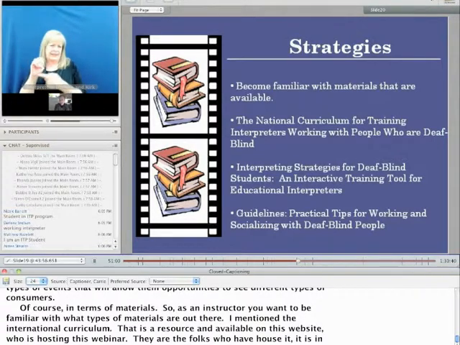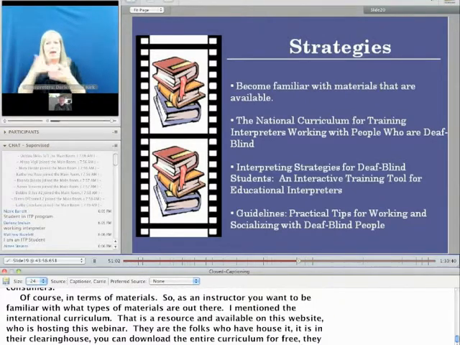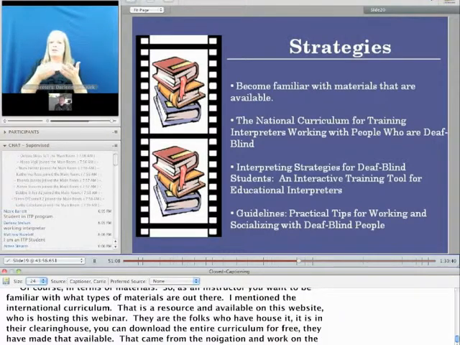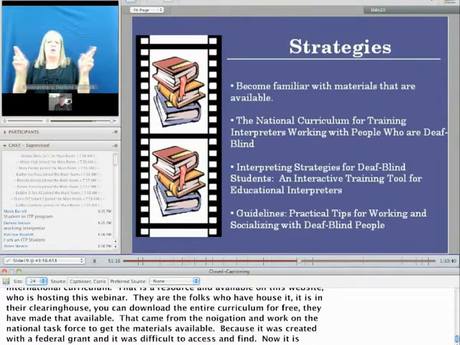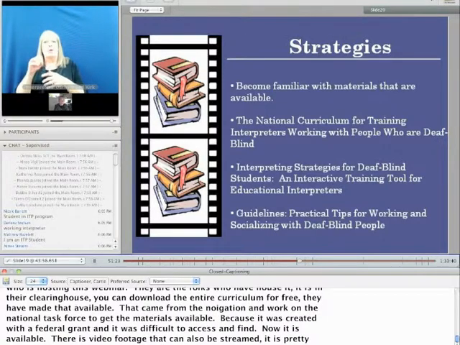That came from the negotiation and the work of the National Task Force to get those materials available because it was created with a federal grant and it was difficult to access. It was difficult to find. Now it's available. There is some video footage that also can be downloaded or streamed. It's pretty hefty content, so it takes a while. Make sure you have enough memory on your computer, but once you have it, it's available to you for your use.